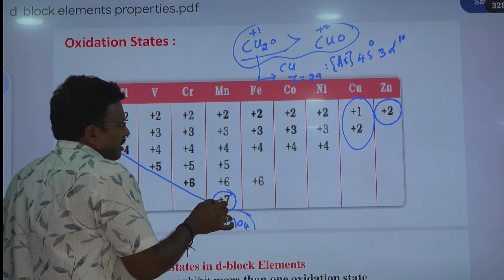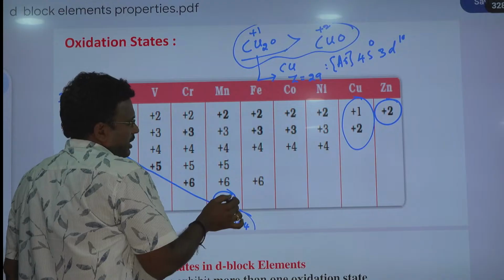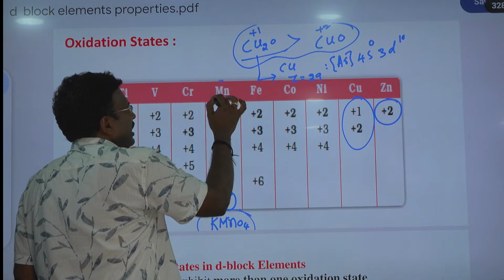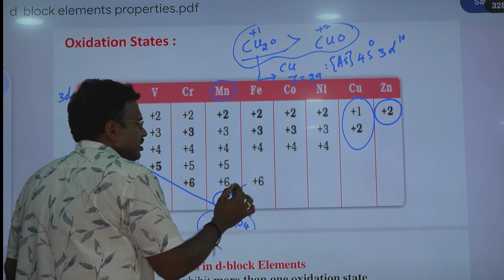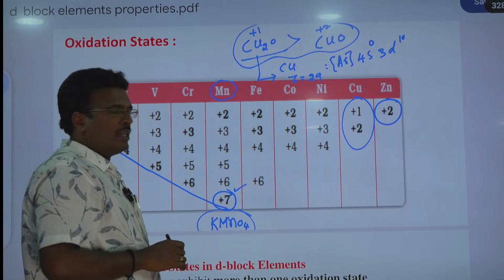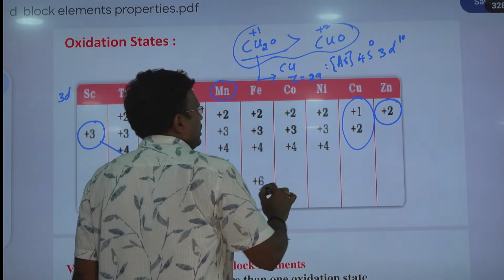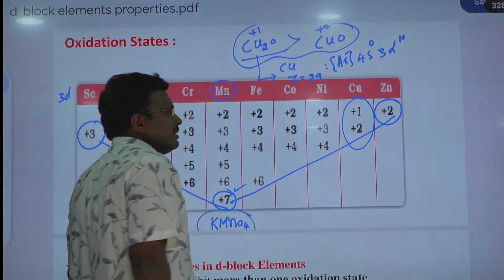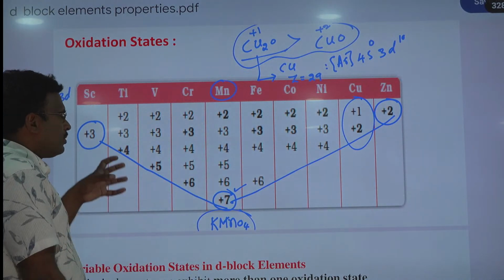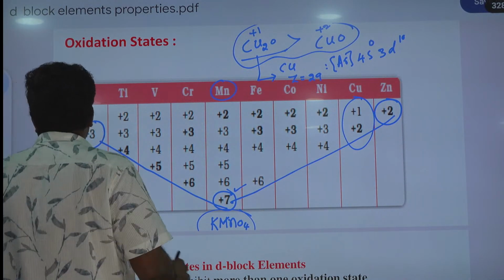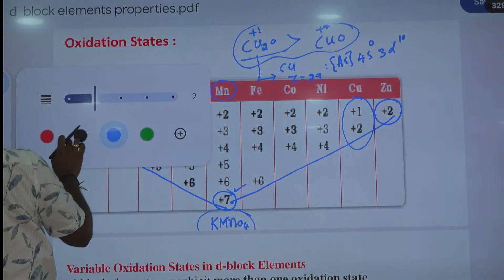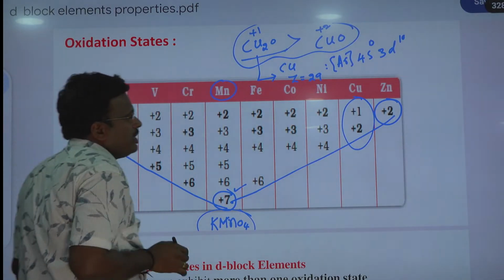So the highest oxidation state in the 3D series is +7, that is the manganese element. Manganese has its highest oxidation state at +7. As you go from +7 towards zinc, it gradually decreases. Okay, so very, very important. You will go to the periodic table, where a D block element shows its highest oxidation state.